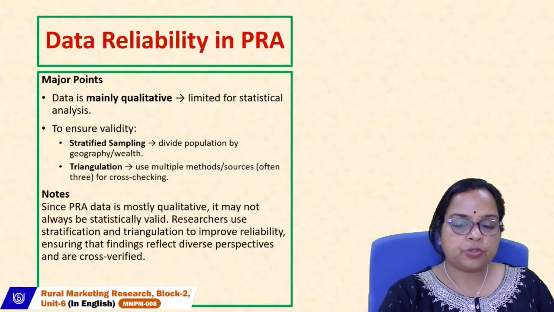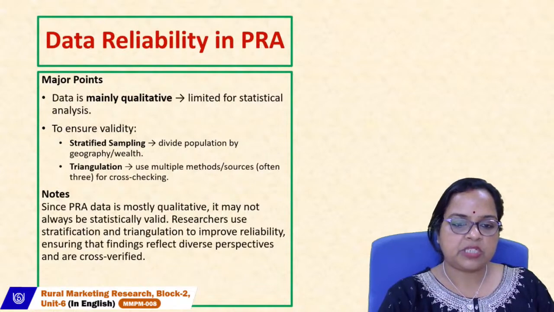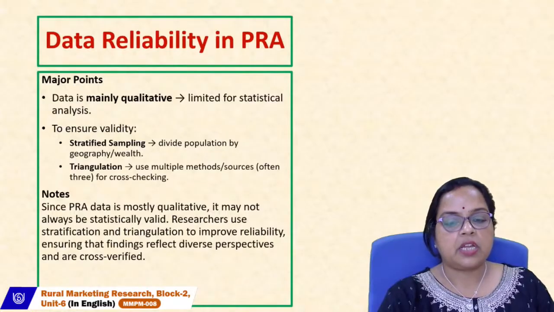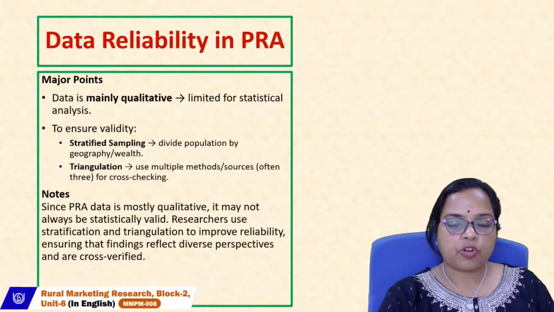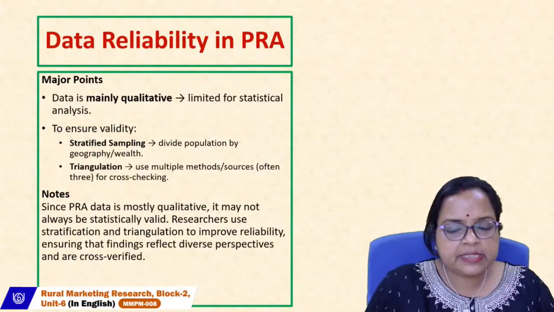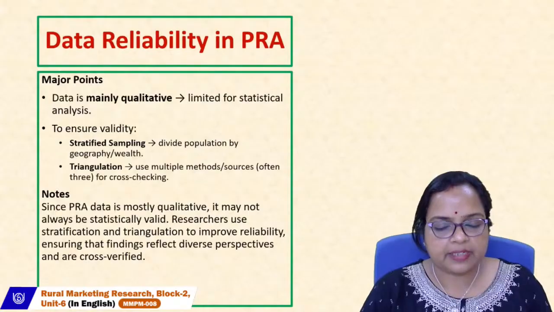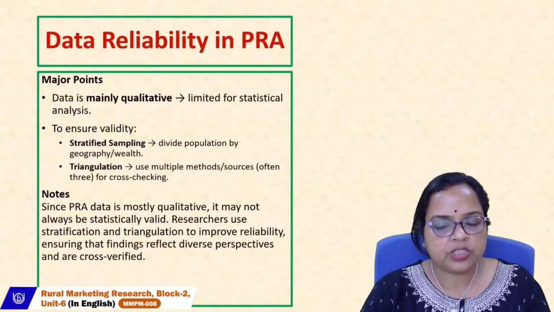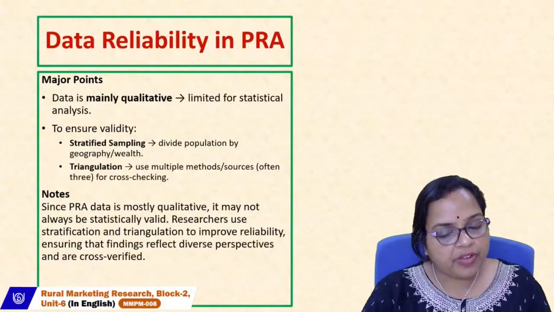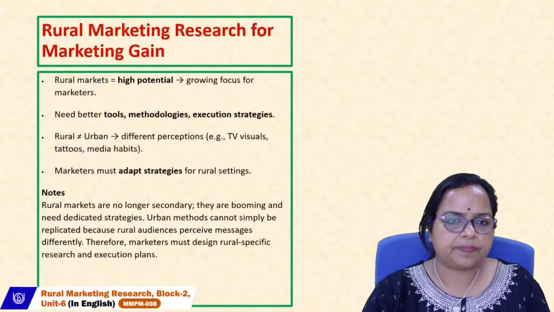Then the next step is to use multiple methods or sources for cross-checking. Since PRA data is mostly qualitative, it may not always be statistically valid. Researchers use stratification and triangulation to improve reliability, ensuring that findings reflect diverse perspectives and are cross-verified. See, it is easy. If you divide your population on a common characteristic, you can get the feedback in a more systematic way. But again, you have to validate it through cross verification.